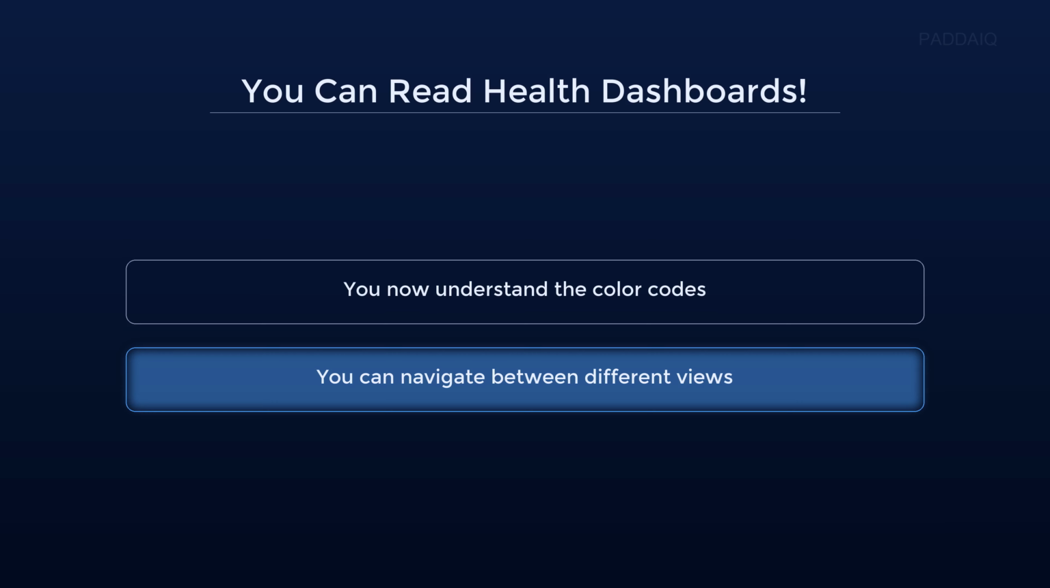You can navigate between different views. This means you can easily switch between dashboard screens to see various health metrics. For example, from an overview of all systems, you can click to see detailed performance data for just one specific application. This flexibility helps you quickly find the exact information you need.